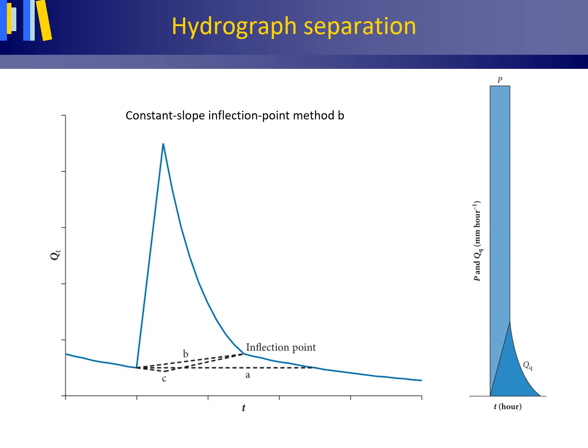The constant slope inflection point method B, used by me, assumes an immediate response in base flow to precipitation and connects the start of the rising limb with the inflection point on the recession curve.